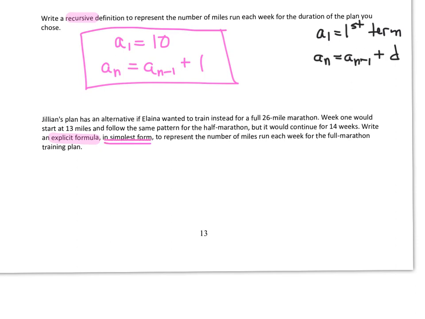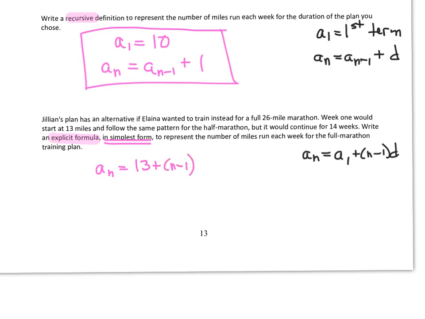Okay, now first, the explicit formula. So here's our explicit formula for an arithmetic sequence. We're just going to plug in the information. We want to leave it in terms of n, so this is going to stay as a sub n, and this is going to stay as n minus 1. We just have to plug in a number for a sub 1 as well as a number for d. So we're going to have a sub n equals. Now, in place of a sub 1, this time they're saying week 1 would start at 13 miles. So our a sub 1 is going to be 13. And then we're going to have plus n minus 1.